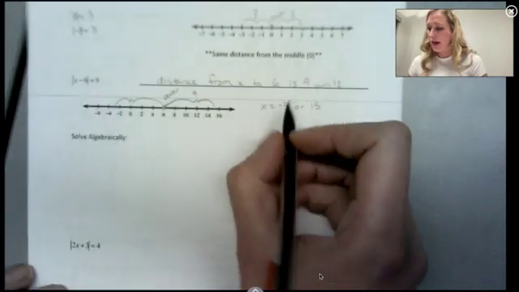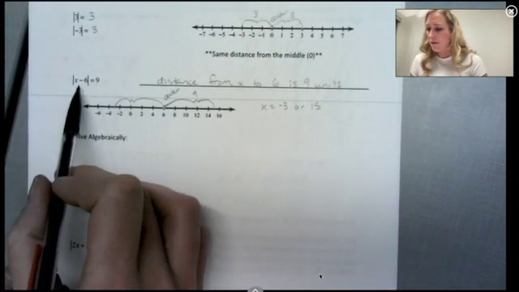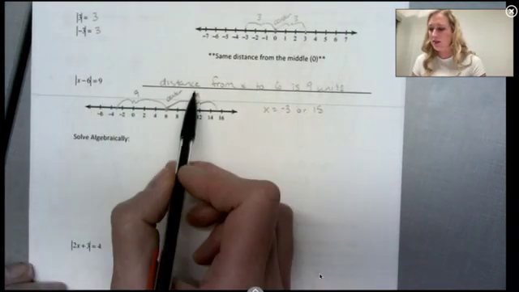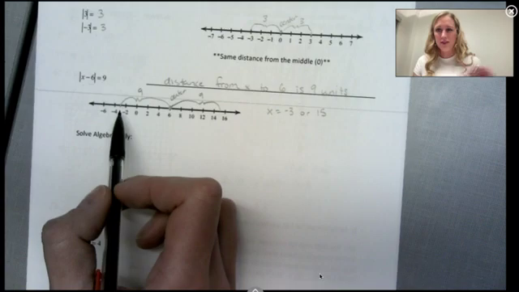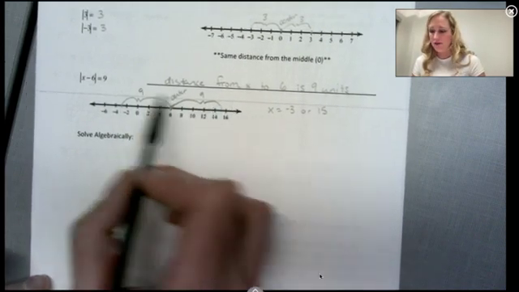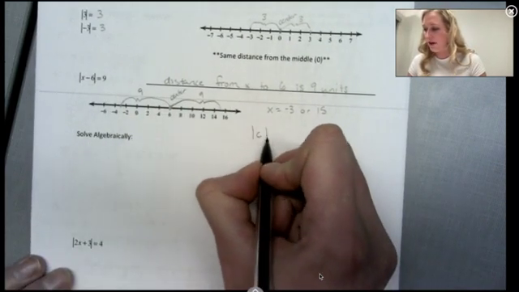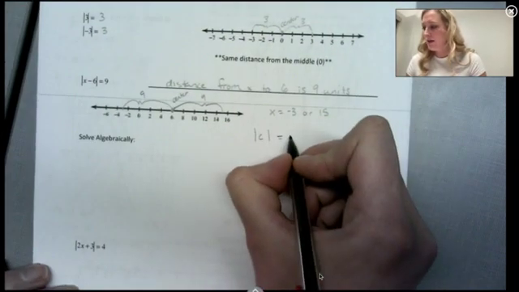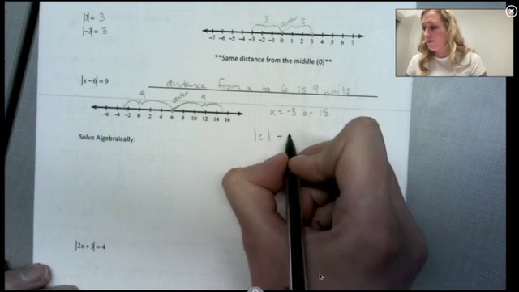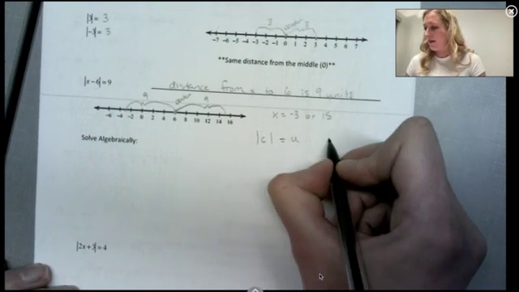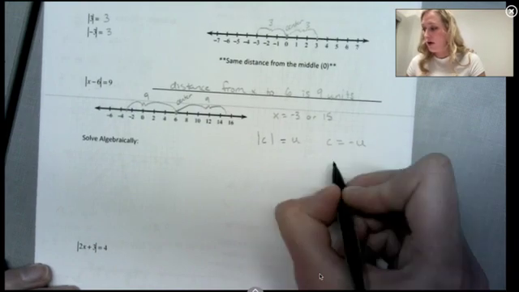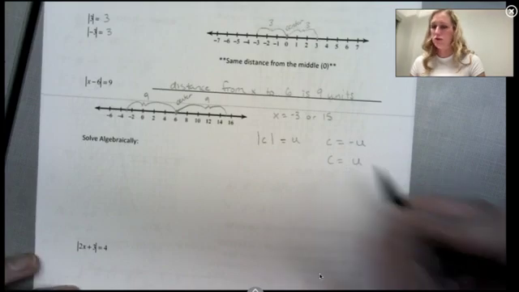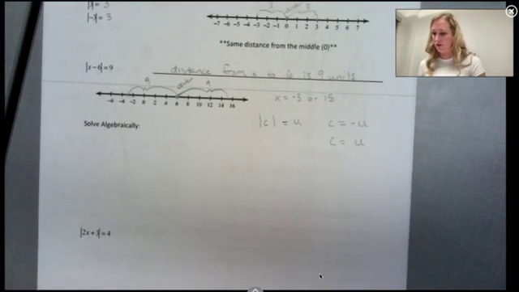Basically, we know that whatever is in the absolute value expression can equal this distance. Negative would be going the left direction and positive is going the right direction. So whatever is in the absolute value, I'm just going to call it C, it can be an expression or just a single number. If it equals u, I can have C is equal to negative u or C is equal to positive u. Those are the two different equations we're going to set up when we're solving algebraically.